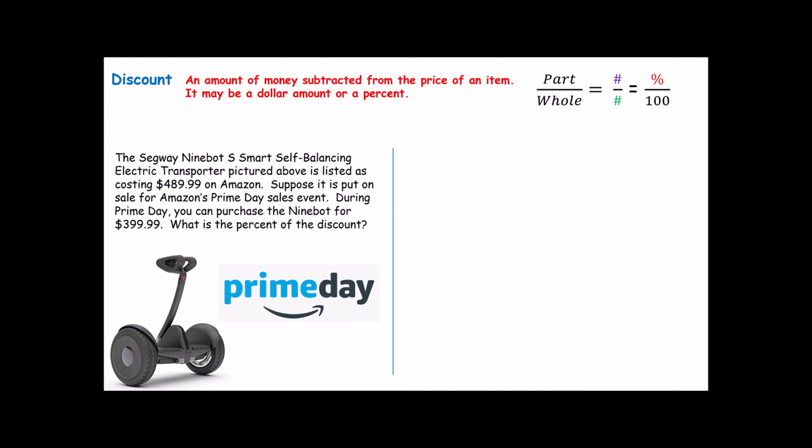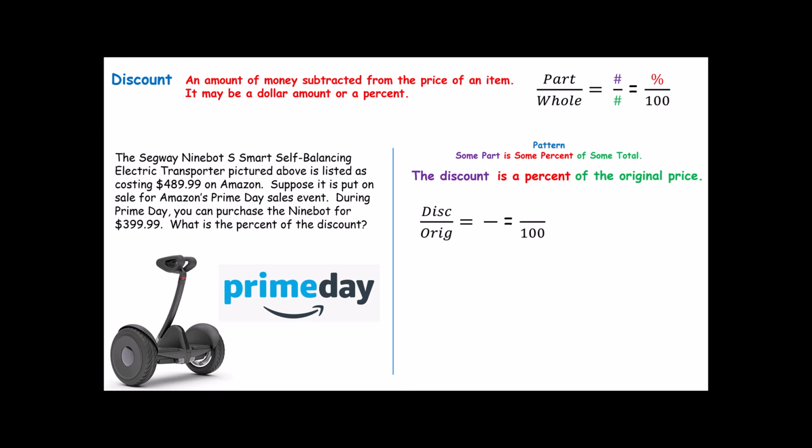During Prime Day, you can purchase the 9Bot for $399.99. What is the percent of the discount? Now, this phrase, percent of the discount, is extremely important because they're asking us the percent the price has changed. And this is where a lot of students run into trouble. The discount is a percent of our original price. So we need to make sure we know what the discount is.